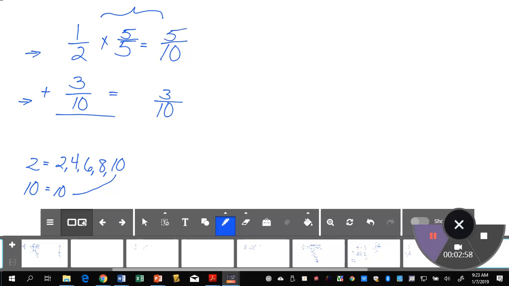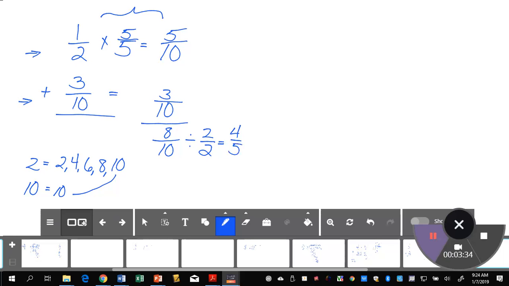So now I'm going to take my 5/10 and my 3/10, and I will get 8/10. I add my numerators, 5 plus 3 is 8, and my denominator just stays the same. I will now ask, can my 8/10 be simplified? Is there a number that goes into both 8 and 10? Yes. And so that number would be a 2. 2 goes into 8 evenly, 2 goes into 10 evenly, and I get 4/5.